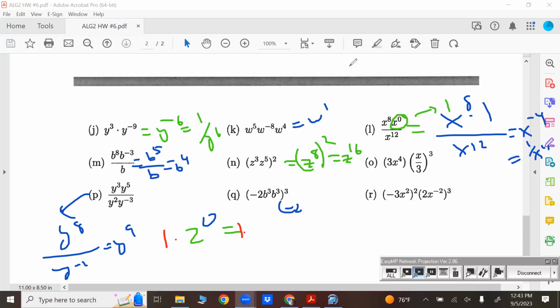Actually, let me backtrack a little bit. You have (negative 2 b^6) raised to the 3rd power. Then you distribute, you get negative 2 to the 3rd power, b^18, which of course is negative 8 b^18.